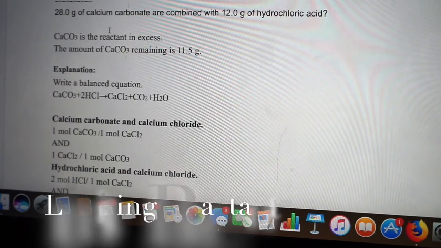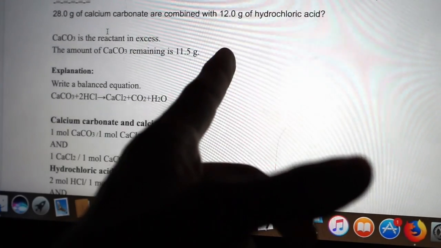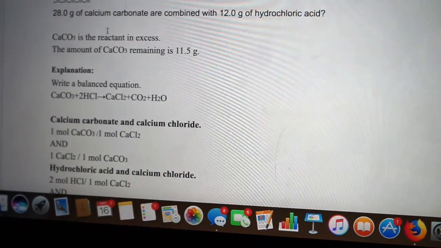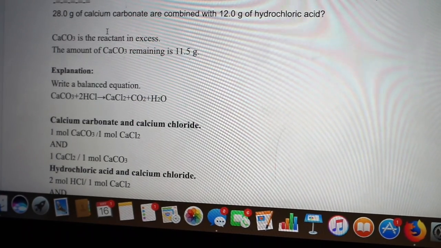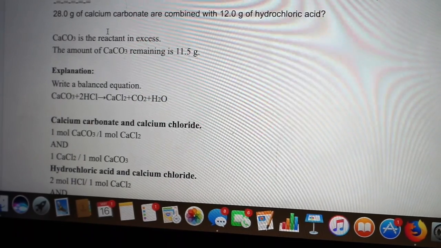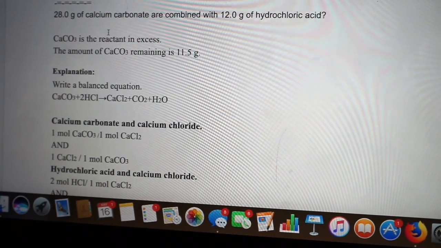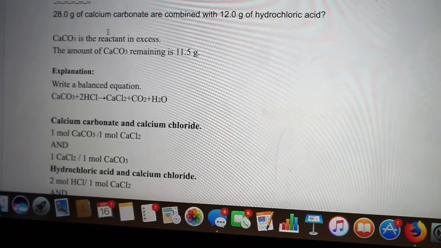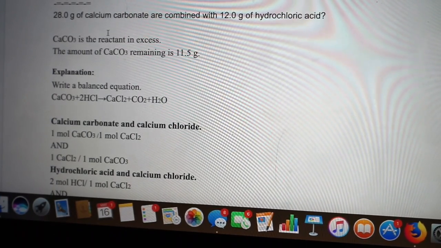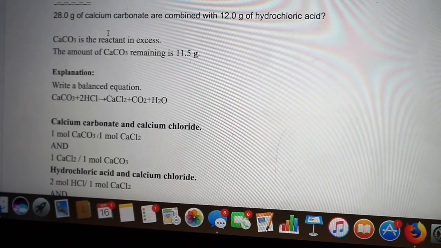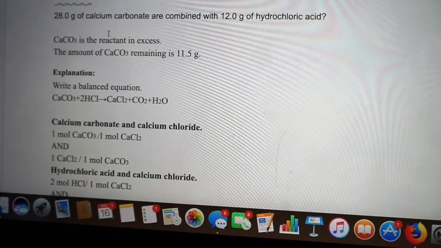Now, when creating our airbag, originally we were using 28 grams of calcium carbonate and 12 grams of hydrochloric acid. This is much different with the now 6 grams of calcium carbonate and 150 milliliters of hydrochloric acid, which we're using now. Either way, the calcium carbonate is the reactant in excess, while the hydrochloric acid is the limiting reactant. So the amount of calcium carbonate we had left over is 11.5. So this kind of indicates that no matter how much we play around with the amount we use, calcium carbonate is always going to be the reactant in excess.